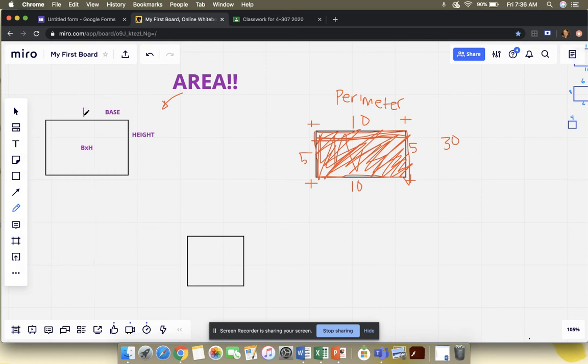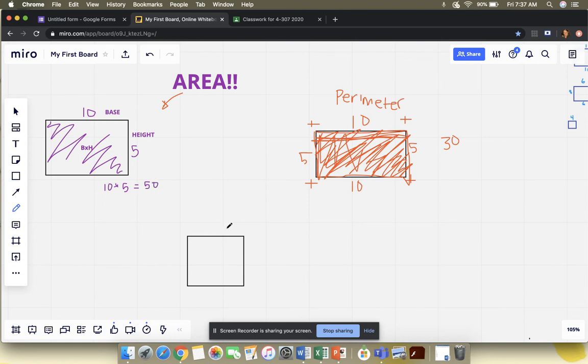So if we had our base be 10 and our height be 5, just like this last one, but we wanted to know the inside. How much inside is here? We would do the base, or 10, times the height, or 5. So we would do 10 times 5. And that equals, because we know our math facts, 50.